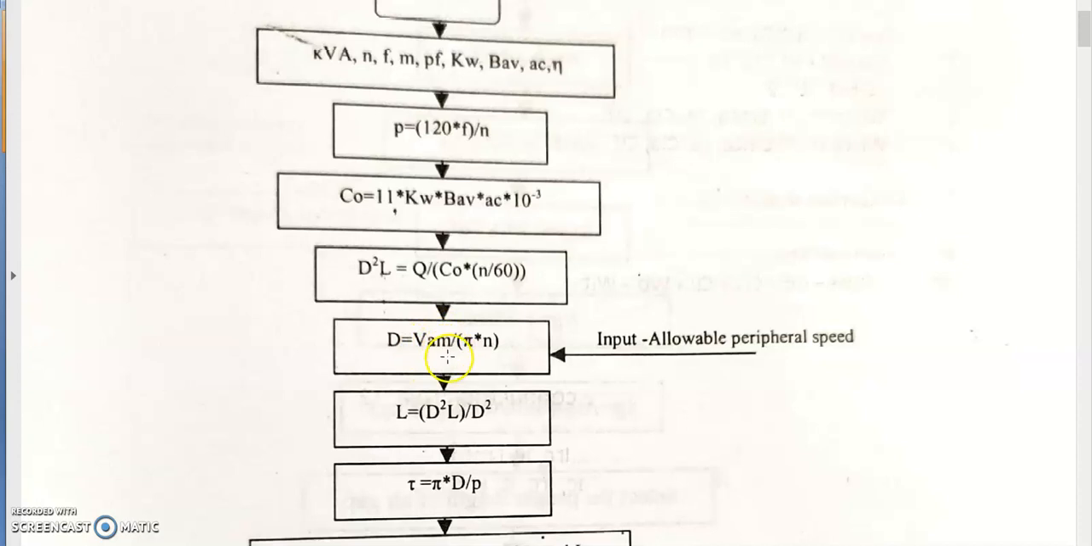Suppose the tau value is not within the limit, that means something is wrong. Then we need to change the value of d by changing the value of the peripheral velocity. Suppose you have chosen some 80 meters per second, then we need to decrease or increase, depending upon the value of the L by tau ratio we are getting, whether it is more or lesser. So we have to increase or decrease the value of the peripheral velocity within the given range of peripheral velocity.